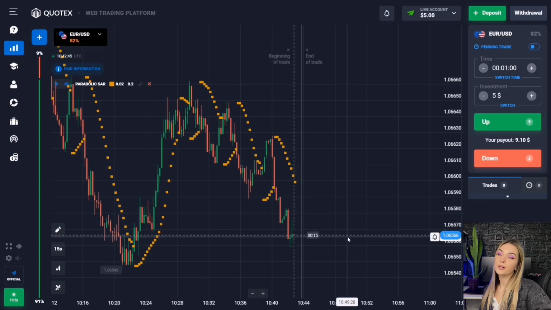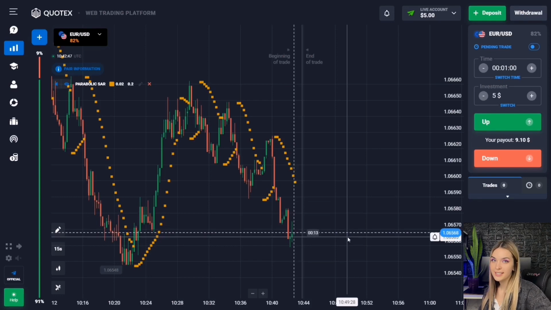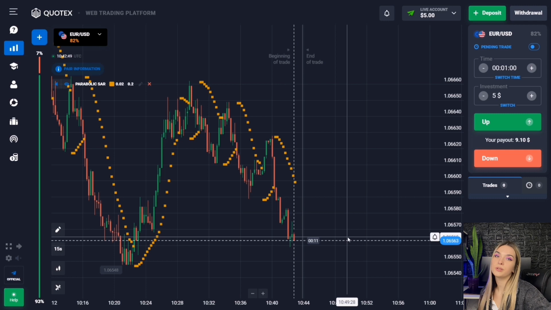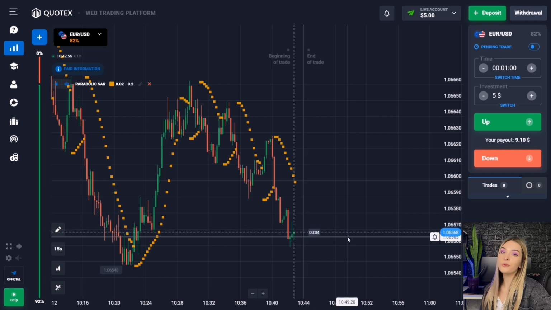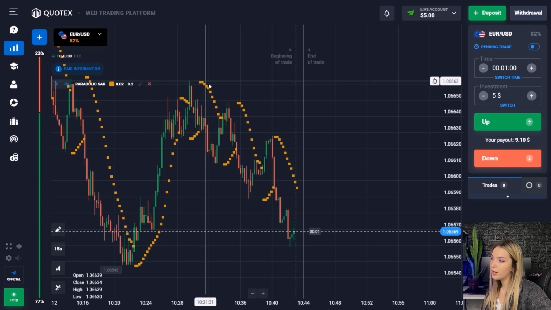So guys, today we are going to trade using the Parabolic SAR indicator, and this indicator will help us to identify pivot points and predict further price movement. As you can see, this indicator is already connected. It looks like yellow dots at the top and the bottom of our graph.